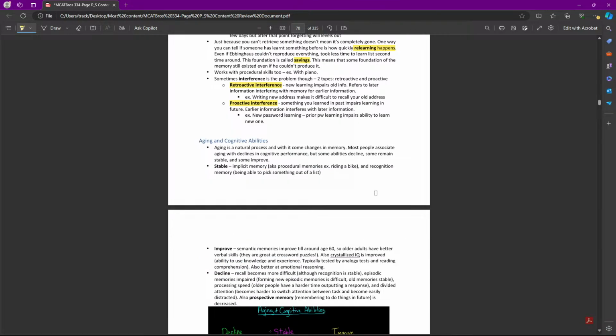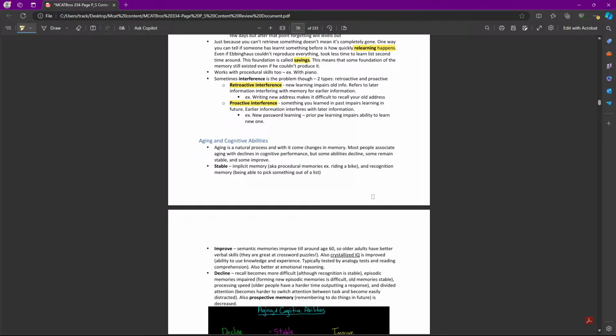So, aging and cognitive abilities. This is debatable because they say different details about aging and stability. Aging is a natural process when it comes to changes in memory. Most people associate age with decline in cognitive abilities. Some abilities decline, but some remain stable. So aging is not all bad.